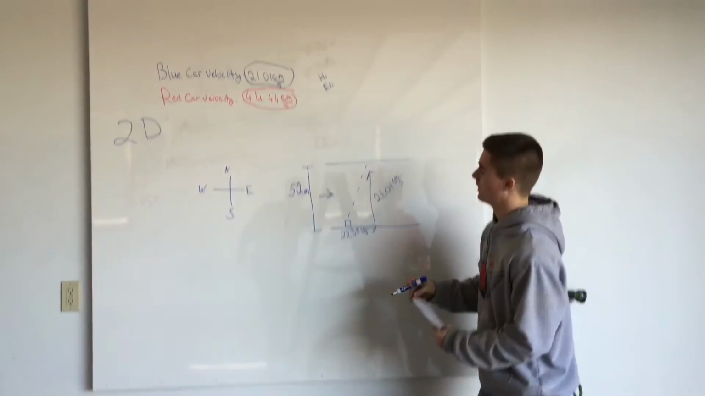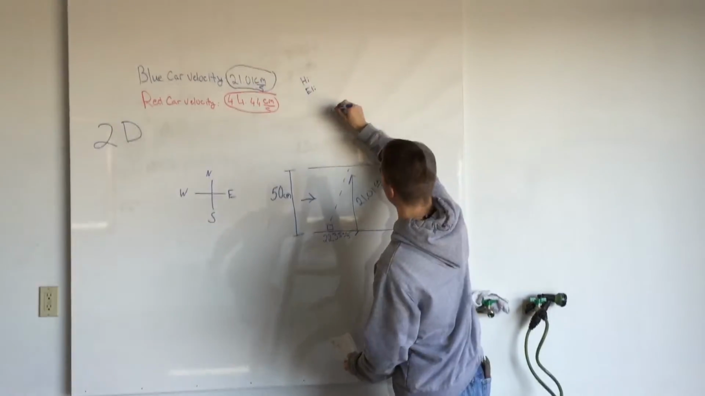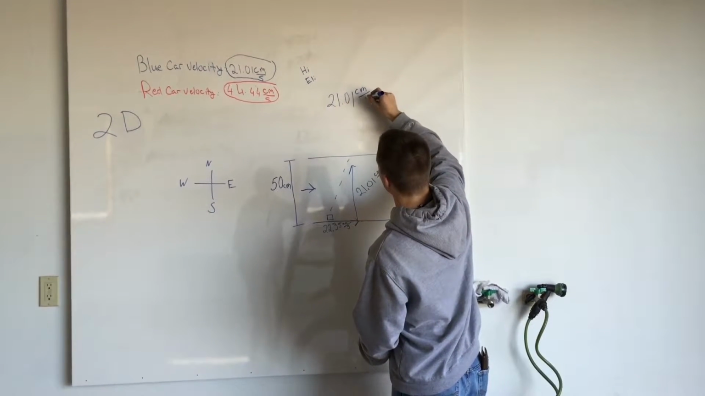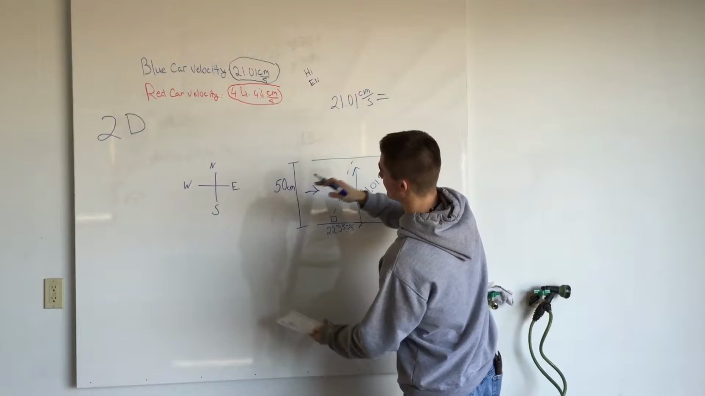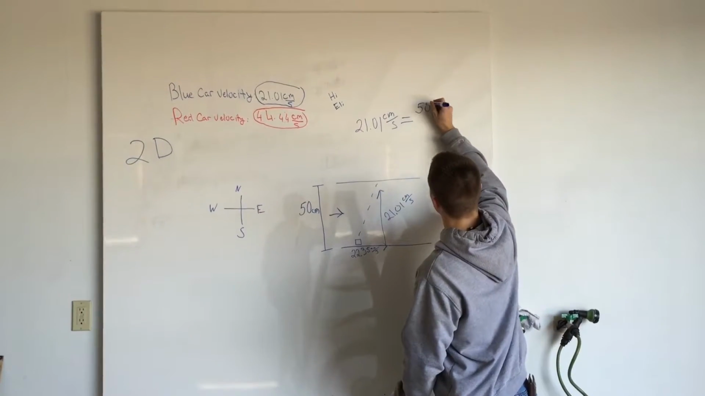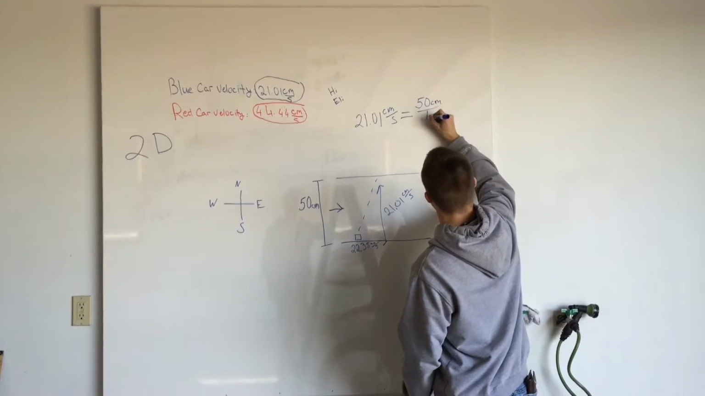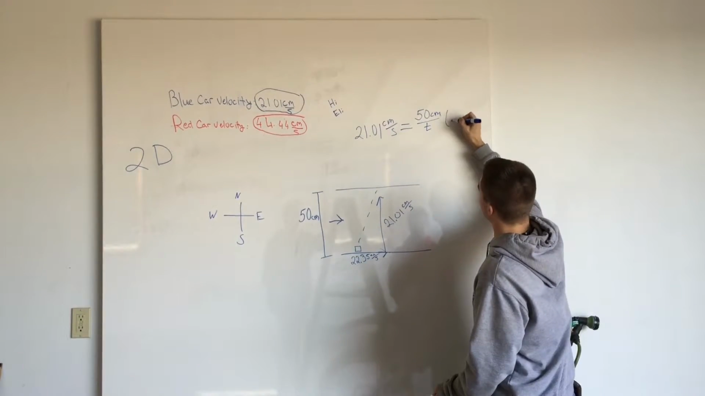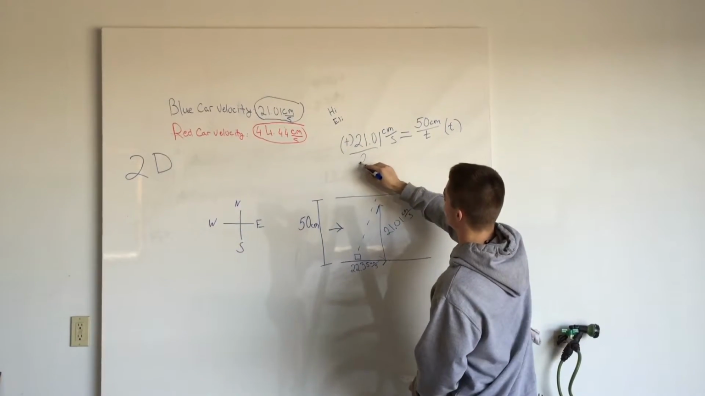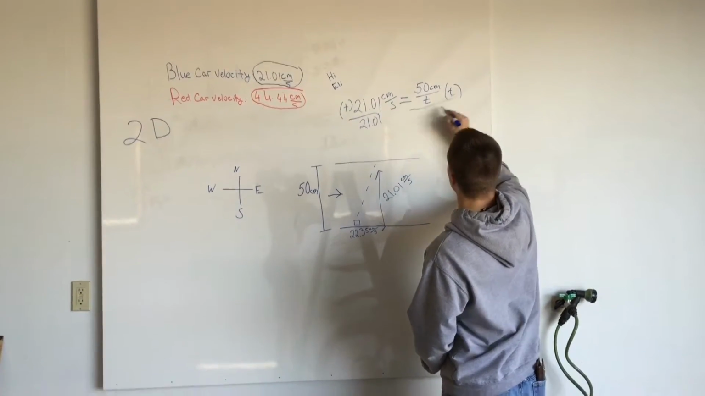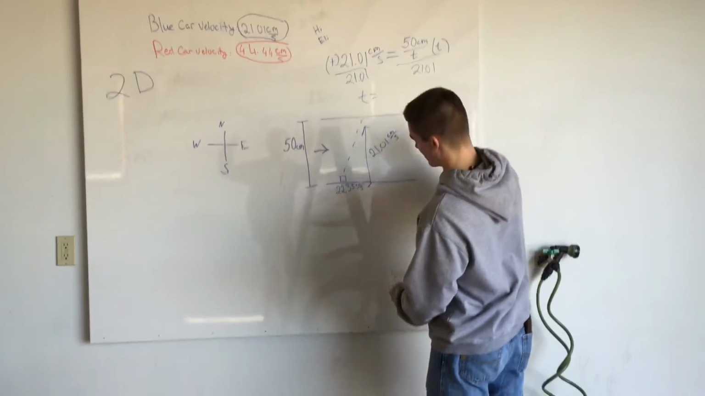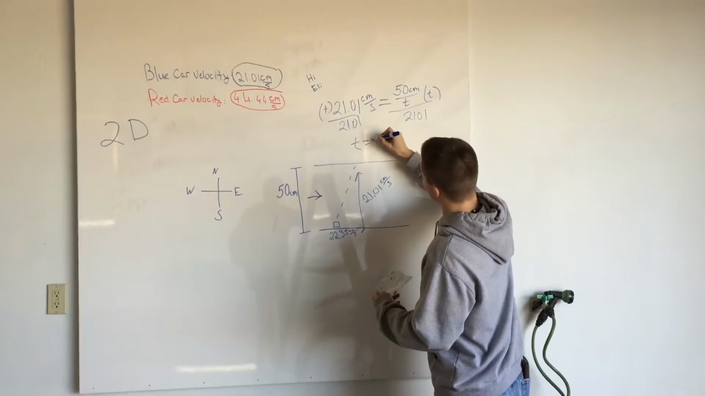In order to find the time that it takes for the blue car to travel across the treadmill, we're going to have to take the blue car's velocity, which is 21.01 centimeters a second, and set that equal to the displacement over our variable, which would be t. Once we find that, we need to factor it out, 50 divided by 21.01. That'll give us the time, which is 2.38.